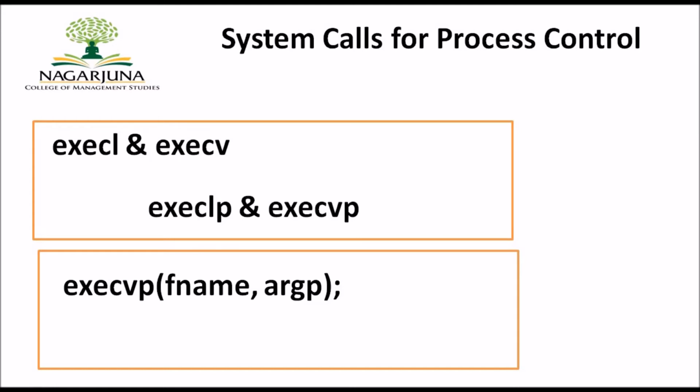As I told you, EXECL is nothing but execute and leave. It's a system call that loads a new executable process into memory and associates it with the current process. That's the function of EXECL. EXECL has two different variants here. One is EXECLP, the other one is EXECVP. So why do we use EXECLP?